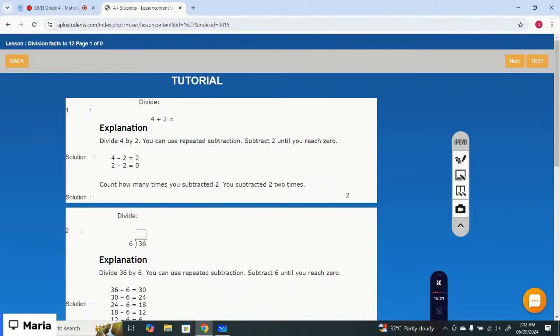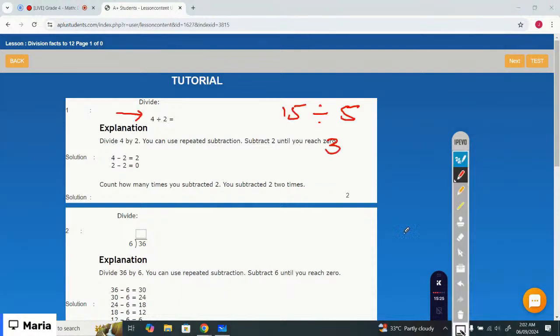So basically, you have to count a table of 2 until 4, right? Basically, the division and the subtraction are related. How? Division is the same as repeated subtraction, right? You have to subtract 2 until you get 0. 4 take away 2 is 2. 2 take away 2 is 0. So you did it 2 times. So that means 4 divided by 2 is 2.